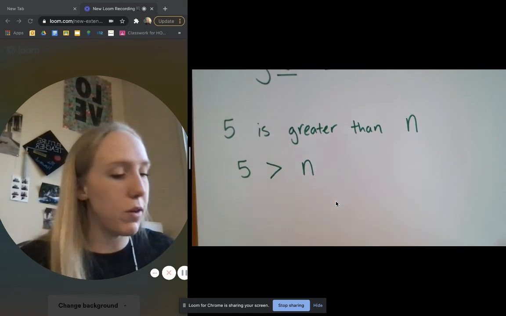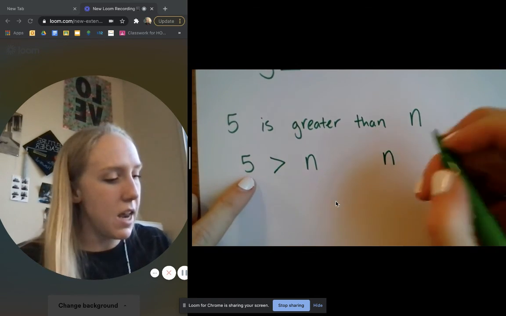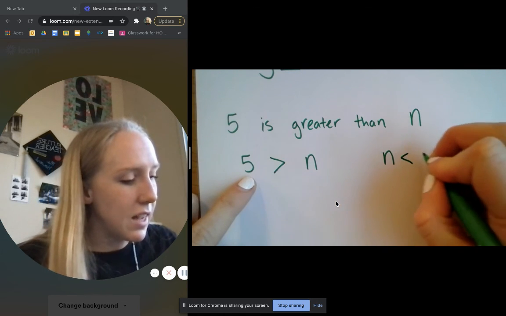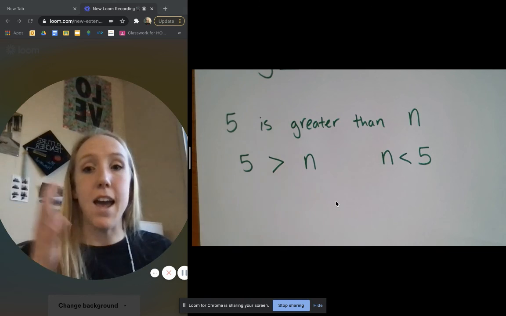Or the other way we can write this is if we flip the whole thing around, keep the small part of the sign towards the n: n is less than 5. There's two different ways to write these. You can flip sides and flip the sign.